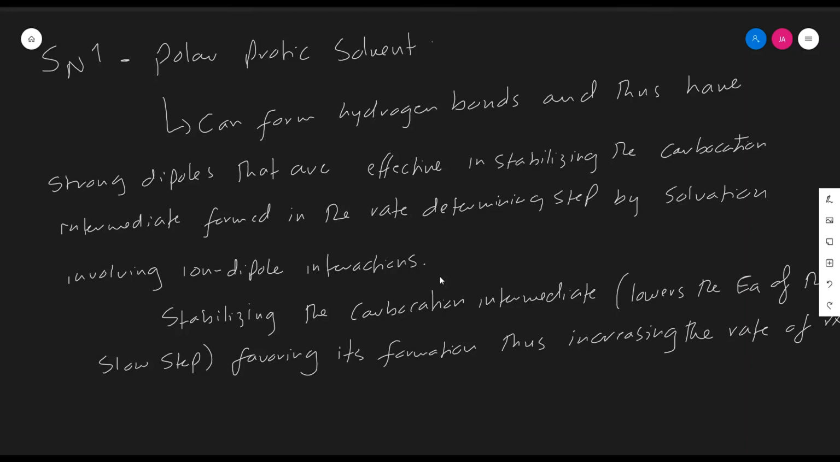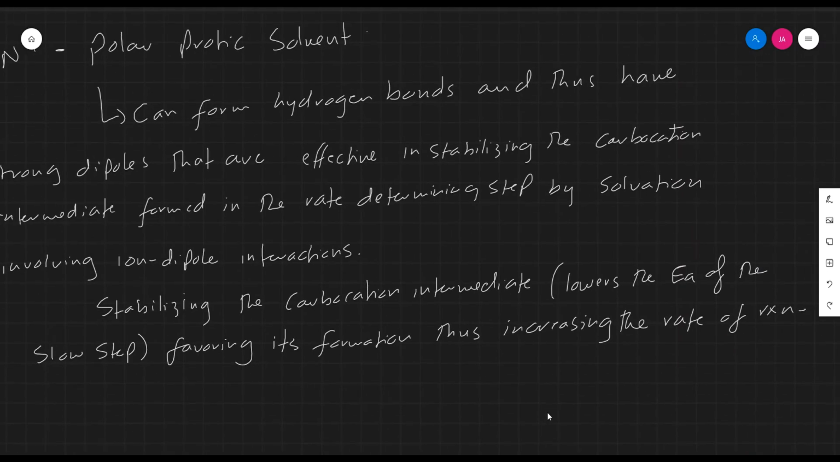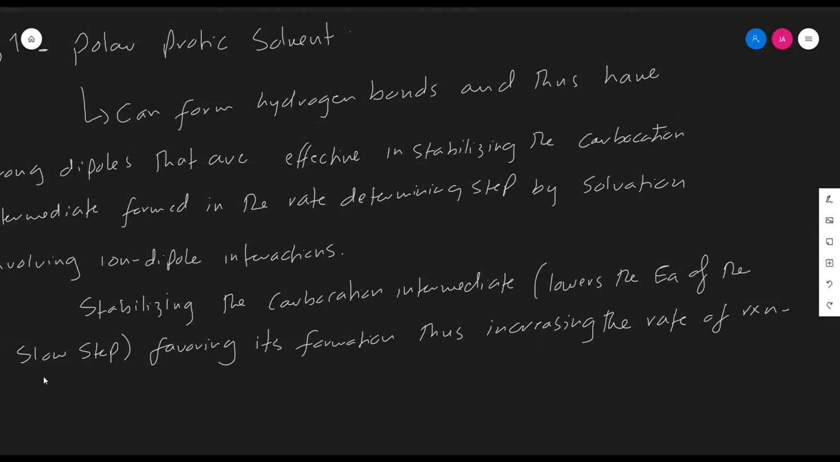Any solvent that can stabilize the carbocation intermediate would favor its formation, and thus would lower the activation energy of the first rate determining step, thus allowing the carbocation intermediate to form more easily or at a faster rate at that given temperature. Thus, I've stated here, stabilizing the carbocation intermediate lowers the activation energy of the slow step. I'm going to state here the rate determining step.